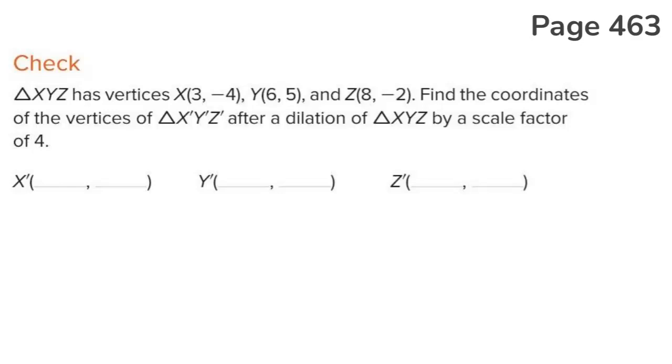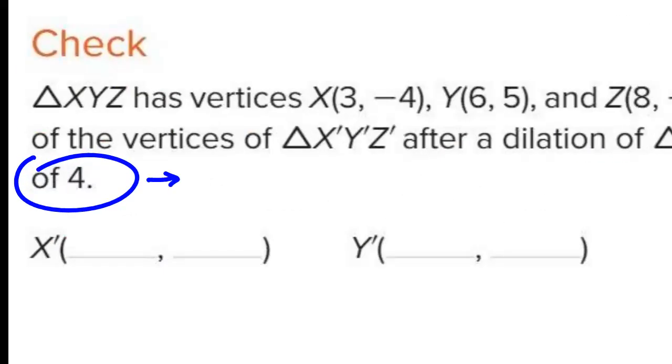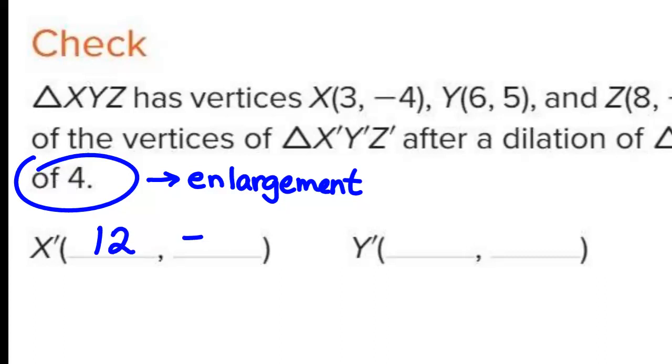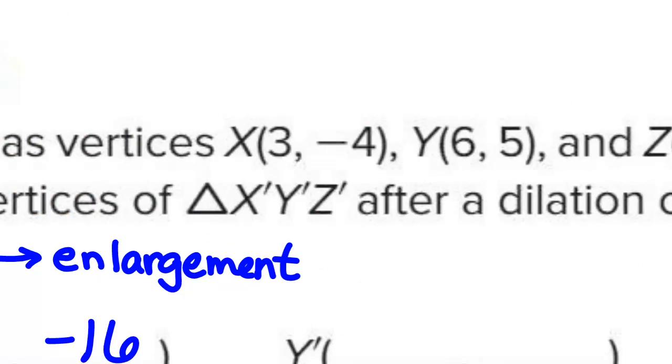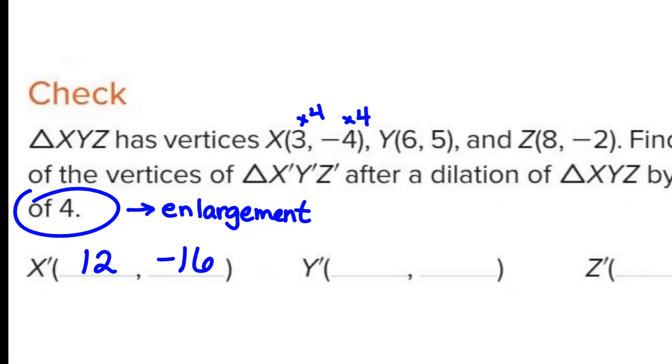What's our scale factor this time? Scale factor is 4. So is that going to be an enlargement or a reduction? Enlargement. The point x is 3, -4. So what would x prime be? -12, -16. Absolutely correct. We take x, both parts, times it by 4. What about y prime?